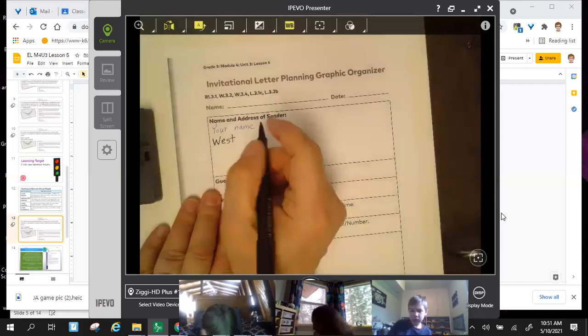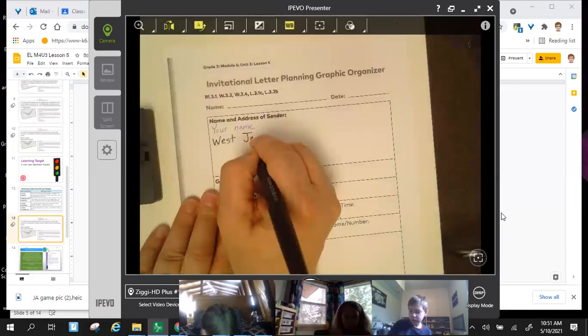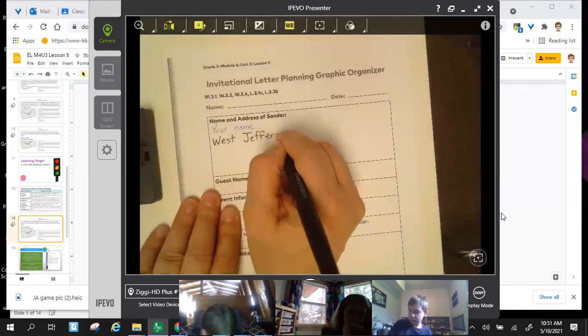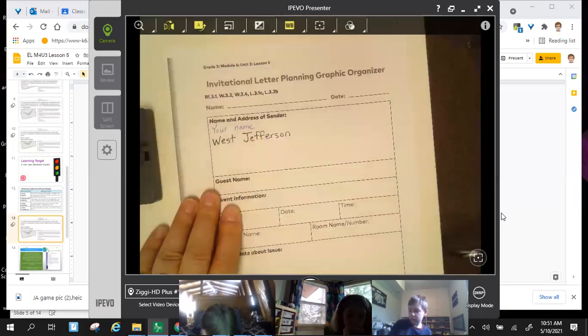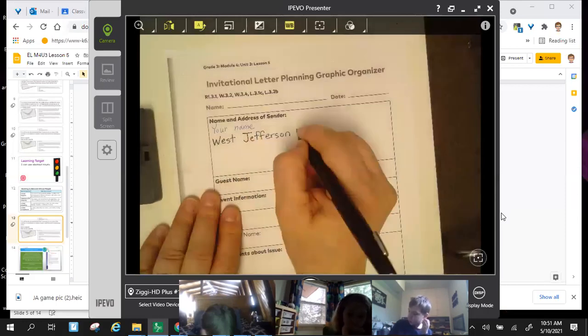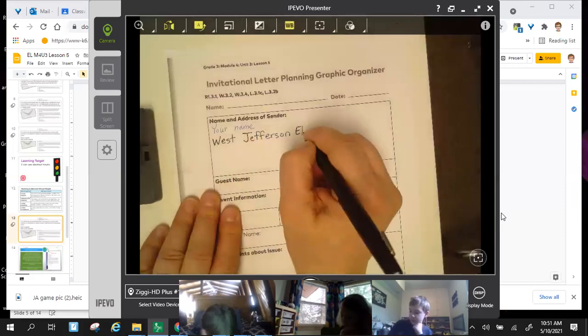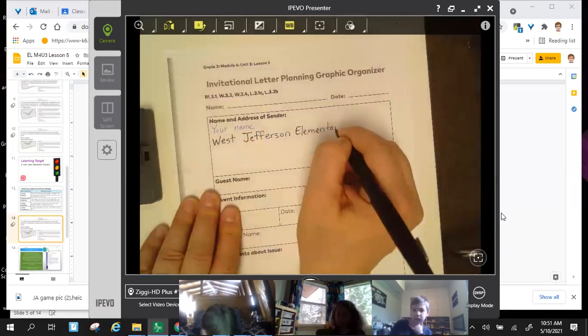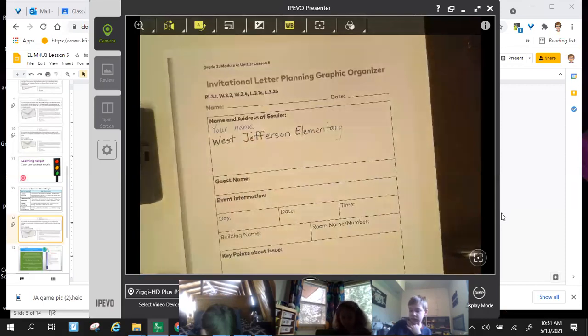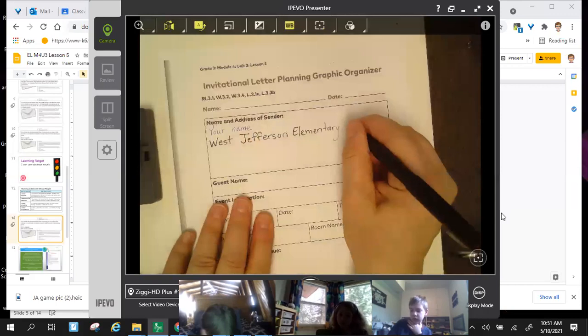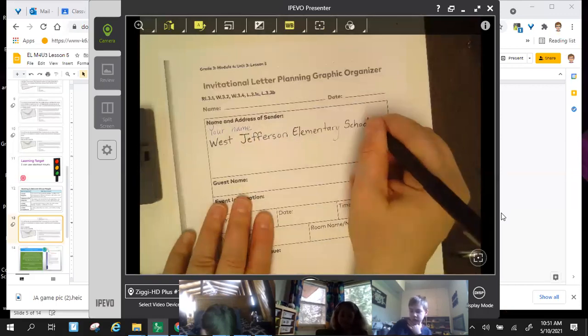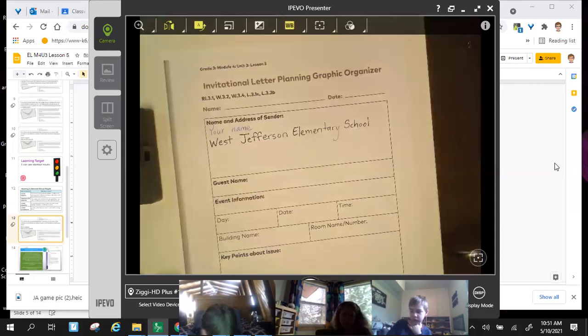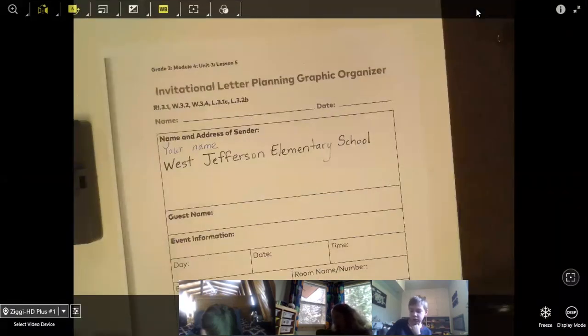West Jefferson, what? Elementary School. Does Elementary need a capital E? Yes, because it's still part of our name. And what else? School, capital S. Is it pretty important that you spell that correctly? Yes. This is only our plan, but if you're going to use this later in your real letter, it would be best if you spell it correctly in the plan, because it makes it easier to spell when you're doing your real one.